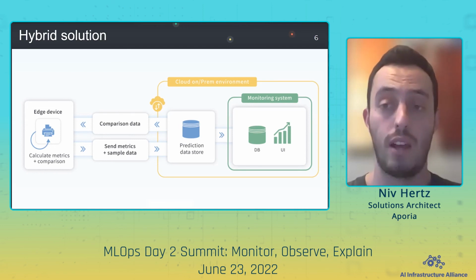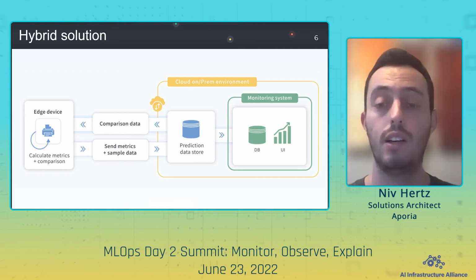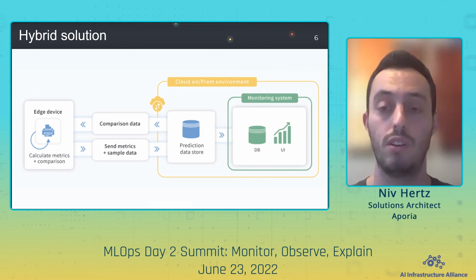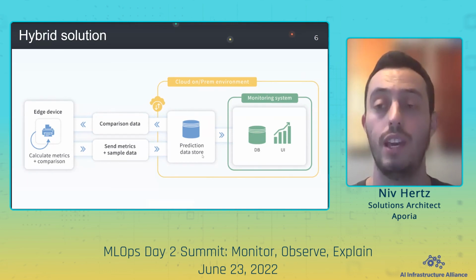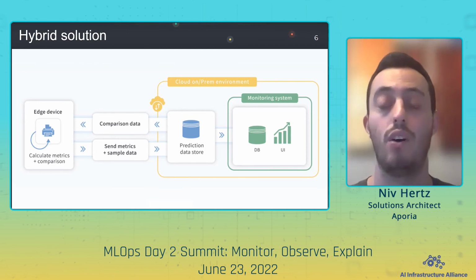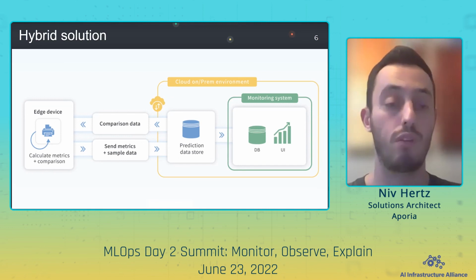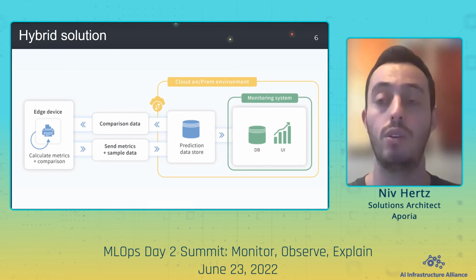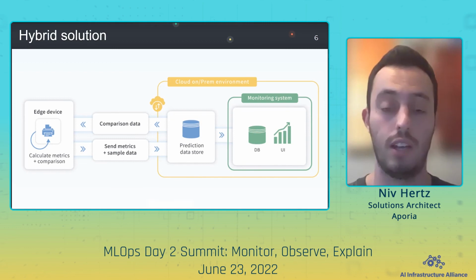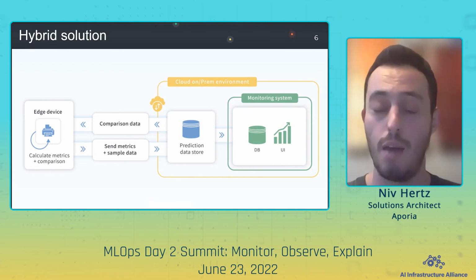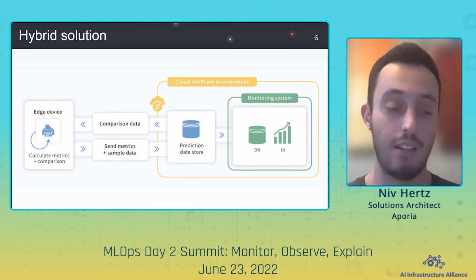And in addition to that, we're getting the single device granularity as a bonus, because now in the prediction storage, instead of storing all of the predictions, you're storing each device's metrics, and all the monitoring system has to do is display it. So there are many more things I can go into in this architecture, and I can dive much deeper, but unfortunately we don't have the time for that.